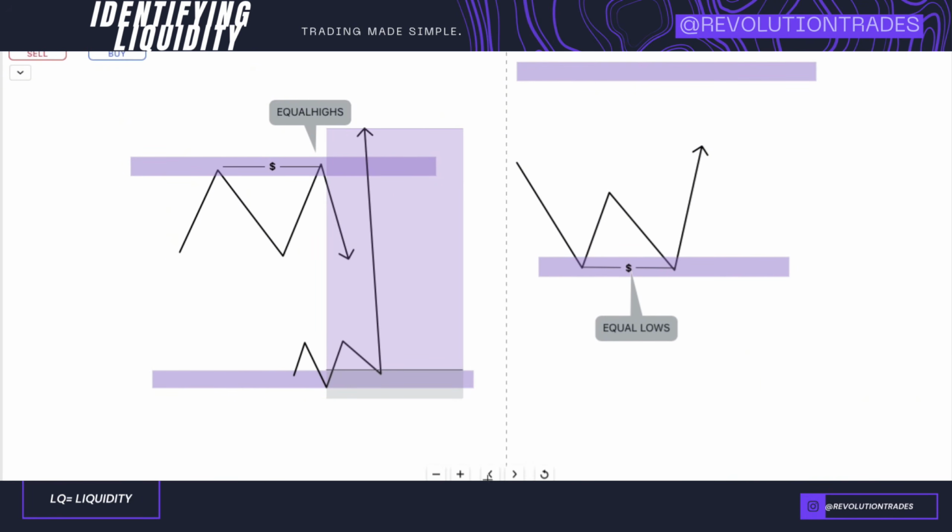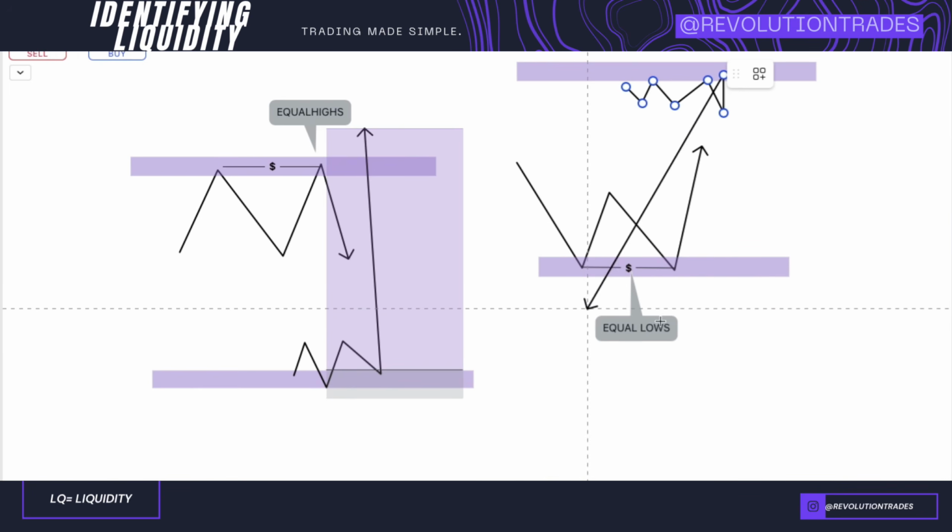Same thing for sells. Okay, so let's just say we're at this resistance level. We want to enter in for sells. We see these equal lows here. What are we thinking about? These lows need to be taken out. Price wants to take these orders out.